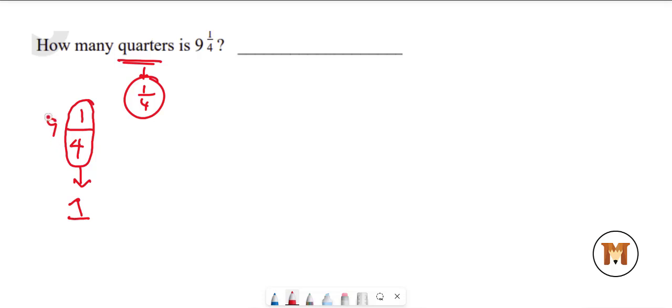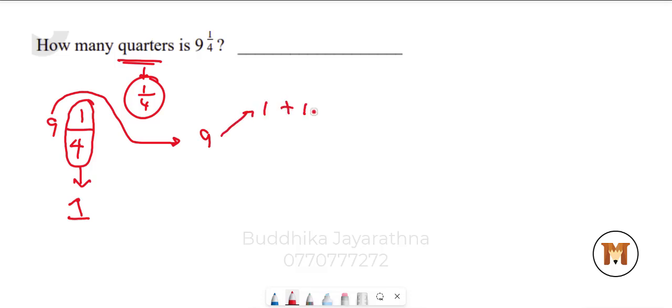Okay, now we have this whole number, the whole number 9. So now we need to find how many quarters are in the 9, right? The number 9 means you have 1 plus 1 plus 1 plus 1. Likewise, you need to count till 9: 1, 2, 3, 4, 5, 6, 7, 8, 9. So now we have 1 nine inside of this 9.